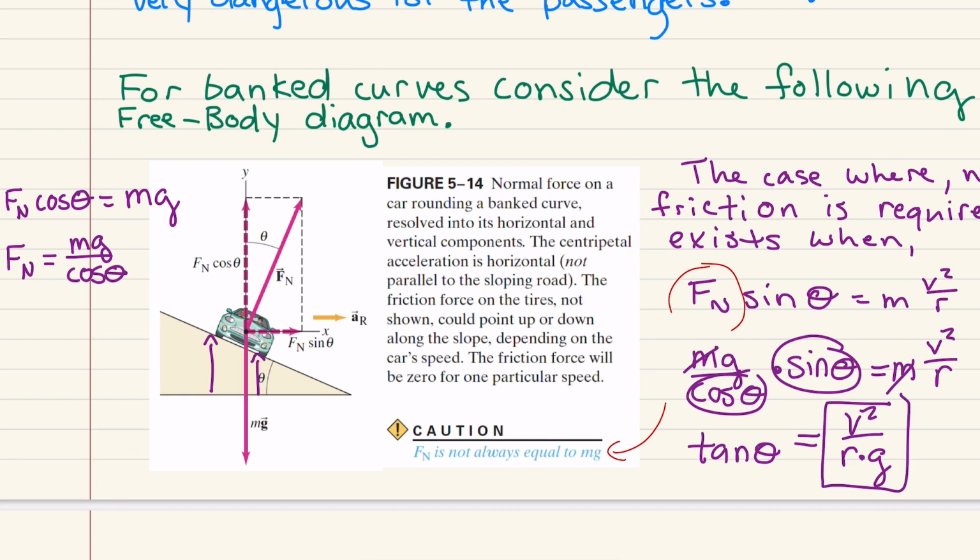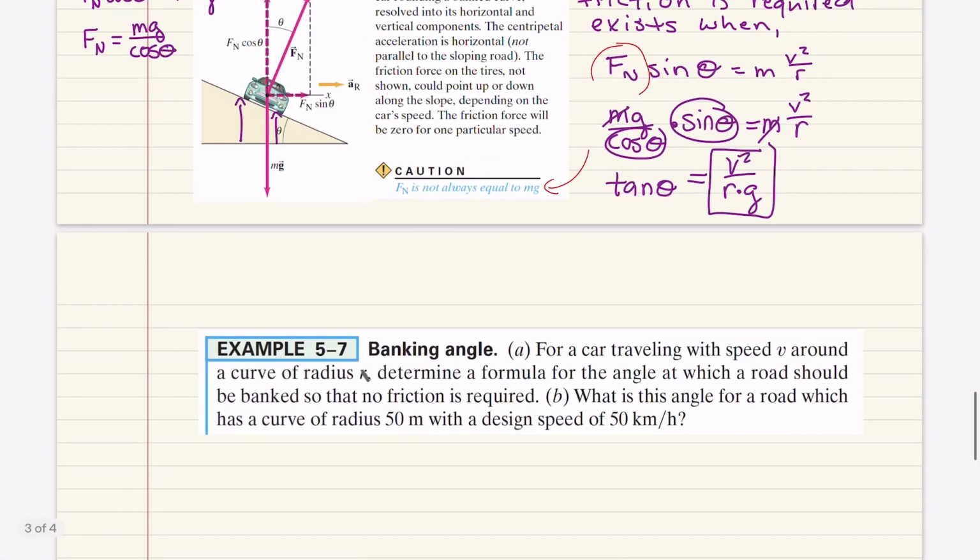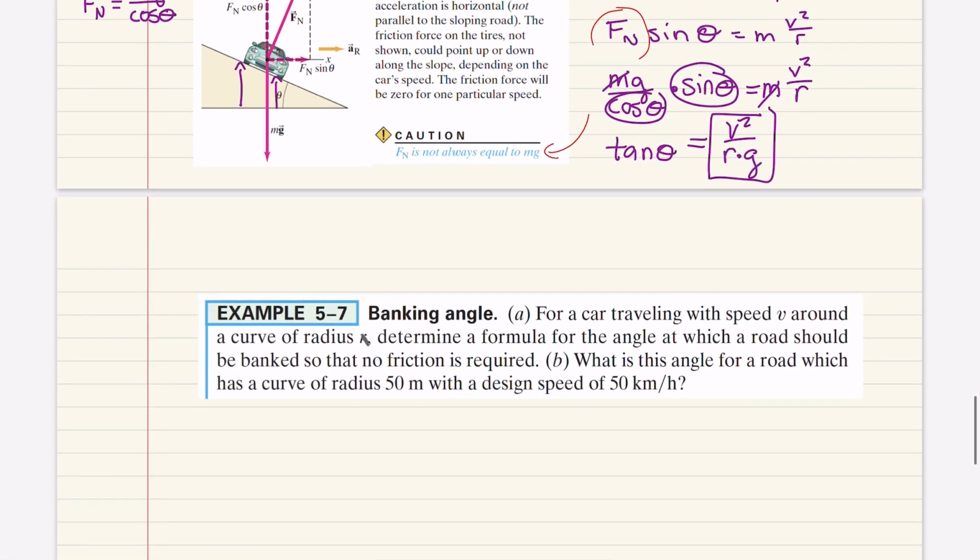All right, that's going to be a very powerful equation for us, because we'll see that in our last example, part A is asking us to do just that. For a car traveling with the speed v around the curve of radius r, determine a formula for the angle at which a road should be banked so that no friction is required. That's exactly what we just calculated up here at the bottom of the page above. All we have to do is solve for theta. You plug in your values for v squared over r times acceleration due to gravity, and you take the inverse tangent of that. That should give you the angle theta required in order to maintain uniform circular motion.